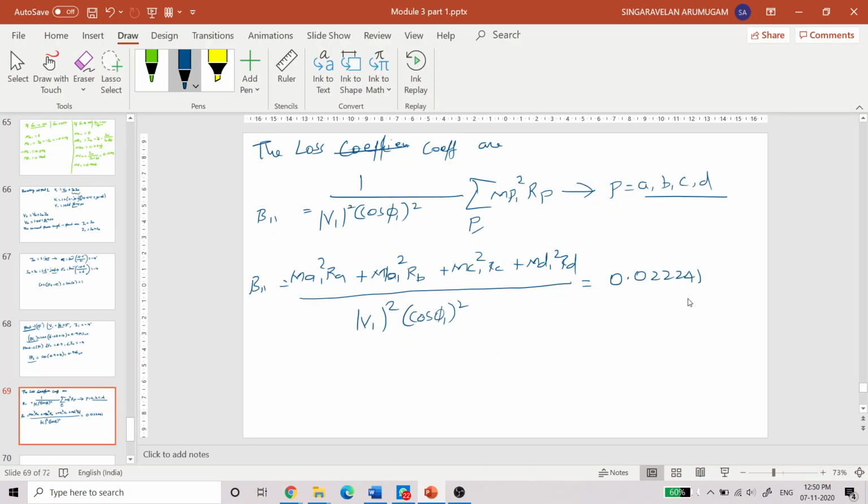So this is the per unit value. If you convert this per unit value with the base value to get the actual value, I will get 2.224 in megawatt inverse. The base is given as 200, from the question. If you convert that, I will get the B11 value in per unit as well as the actual value.